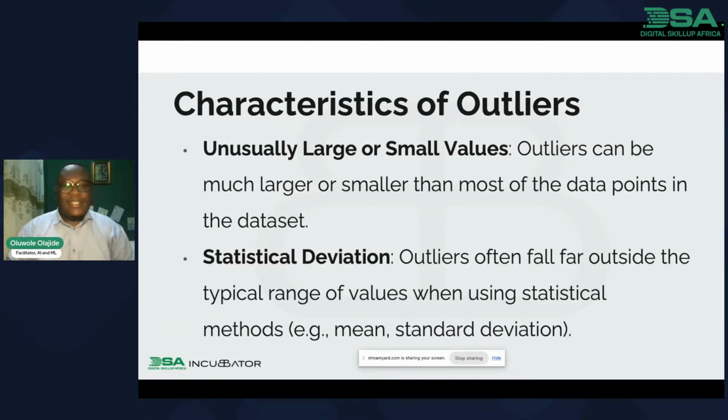And then statistical deviation. The outliers often fall far outside the typical range of values when using your statistical method, your mean or your standard deviation. They will always fall outside their range. So that's why Mr. Blessing said we'll be working with them this weekend. We'll talk about mean more for your practical, we'll talk about standard deviation for your practical class. So you see those characteristics.